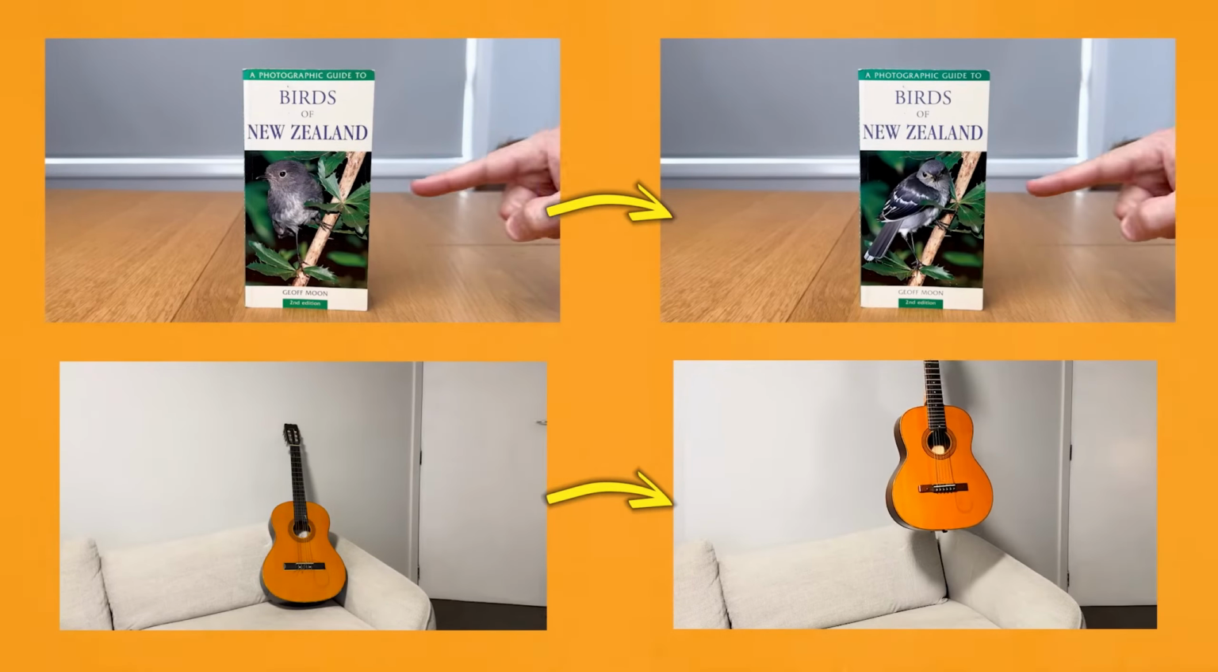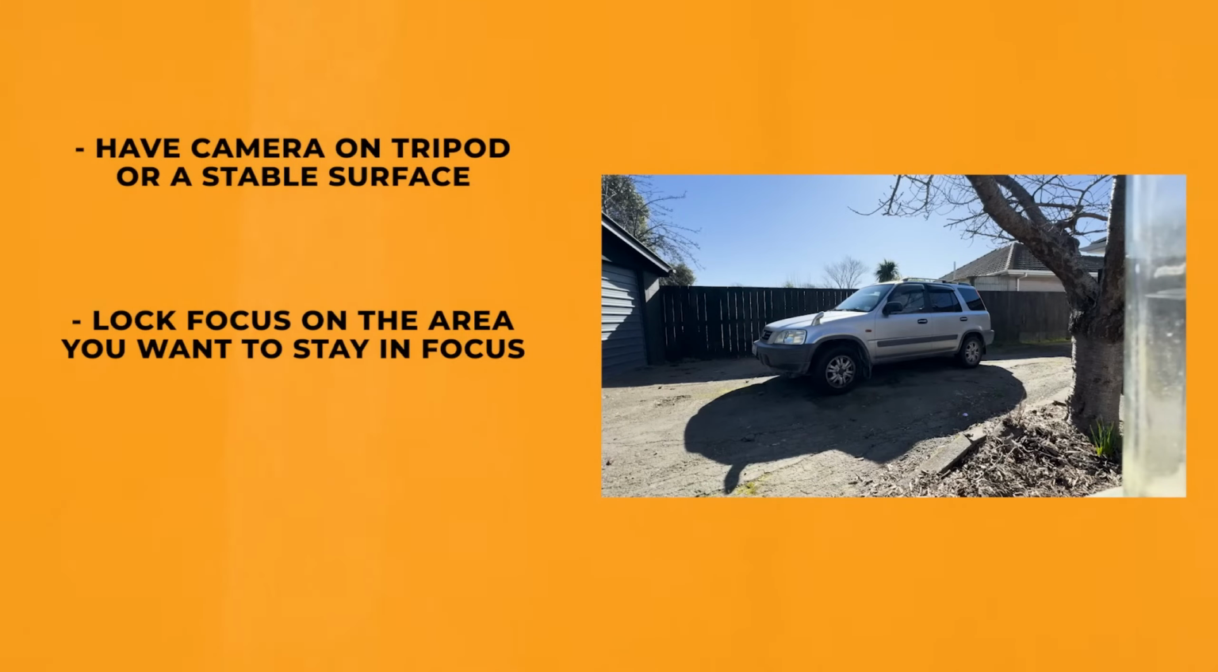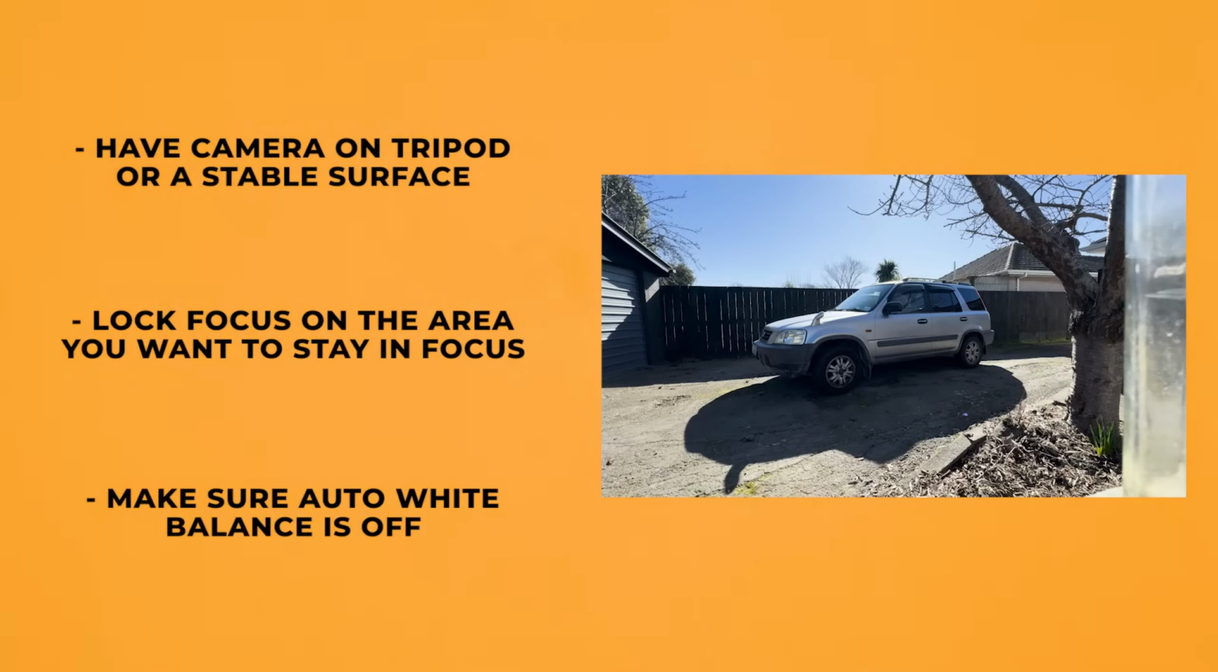So for best practice, you want to have your camera locked off on a tripod, or in this case, I just propped up my phone on a table outside. Now, you want to make sure you've locked focus on the object that you want to stay in focus. Otherwise, if you leave autofocus on, the focus could jump around depending on what's happening in the scene. You also want to make sure auto white balance is off, otherwise there could be shift in color tone throughout the video.